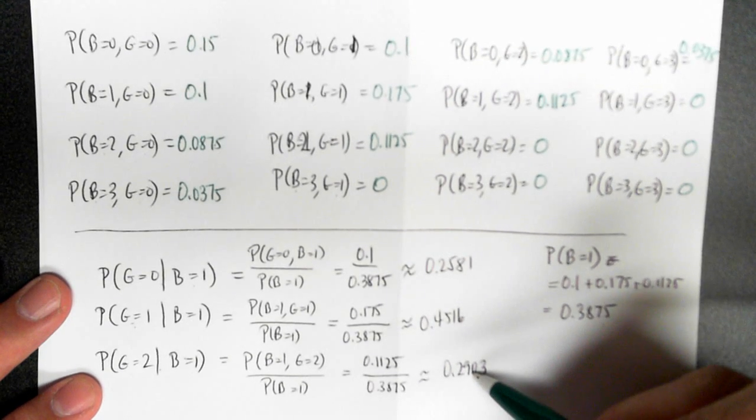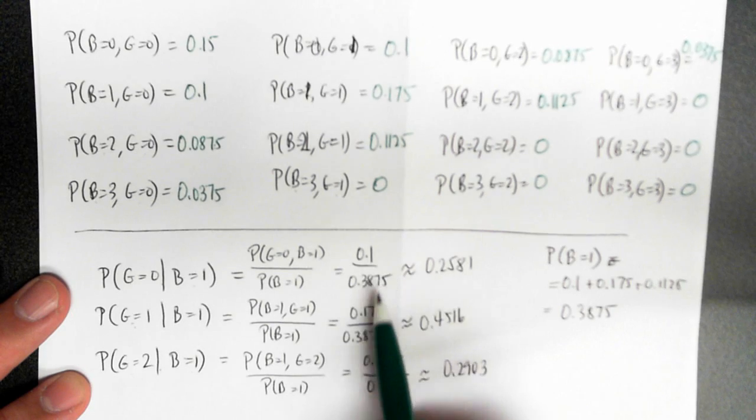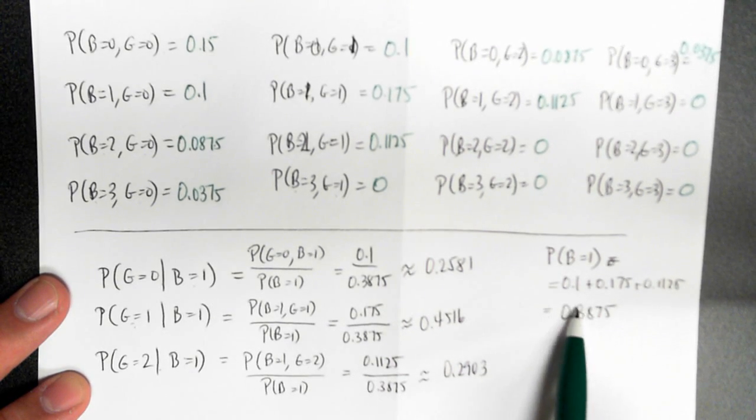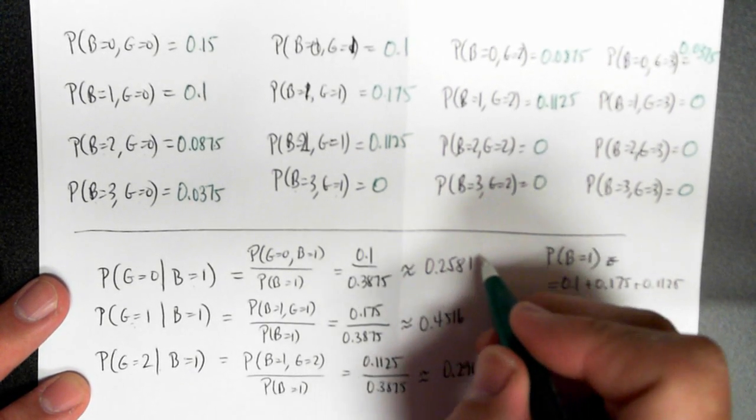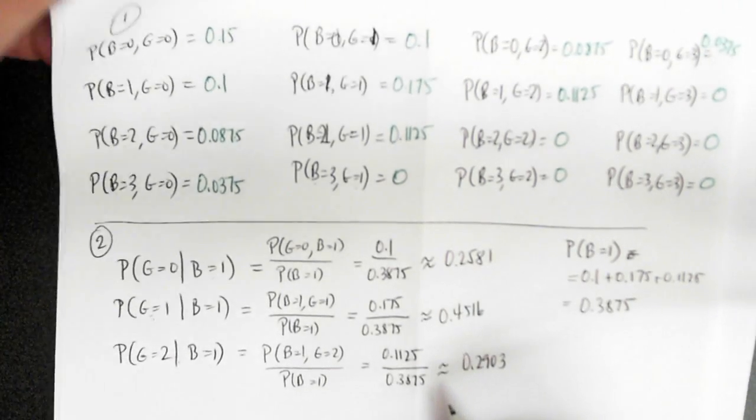And if I add all three of these up, I get 1, which is not surprising because the sum of these three numerators is known to be equal to the denominator. So there is the answer for part 2. So part 1 is up here, part 2 is down here. The conditional distribution of G given that B is equal to 1.